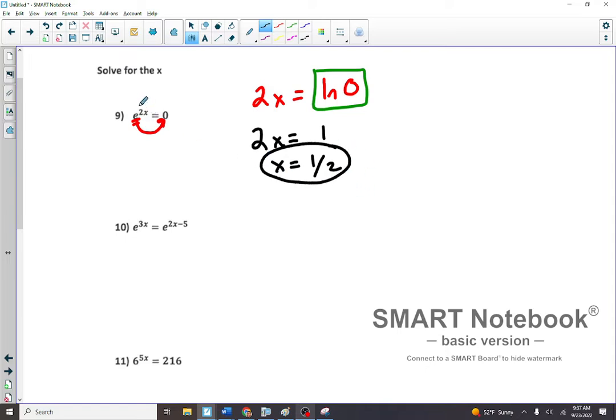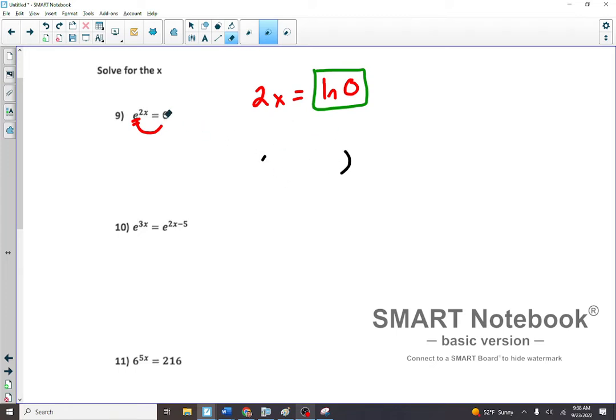And it makes sense because if I plug in a half here, this will be e to the 1 power. Wait a second. Did I mess up? I don't think you can do ln 0. What was my property at ln 0? ln 1 equals 0. My fault. This is actually unsolvable. This was supposed to be 1 over here. Now I'm remembering. I remember thinking about that last year too.